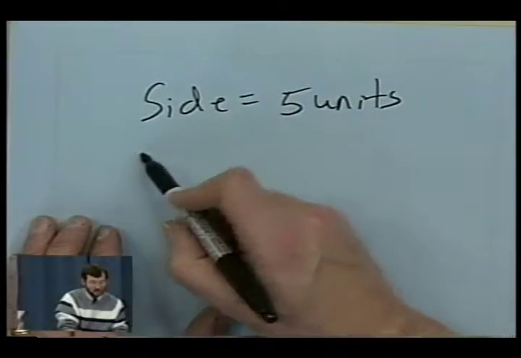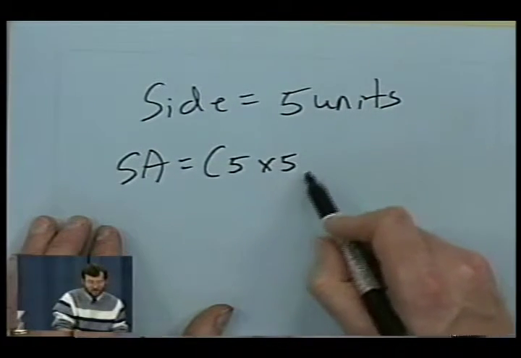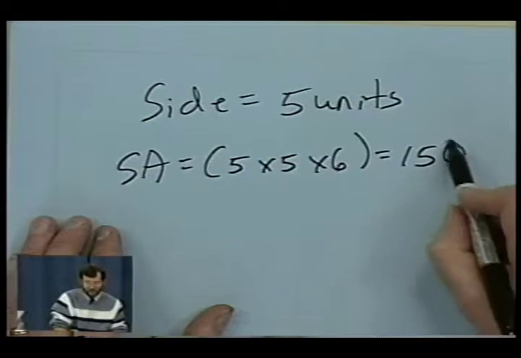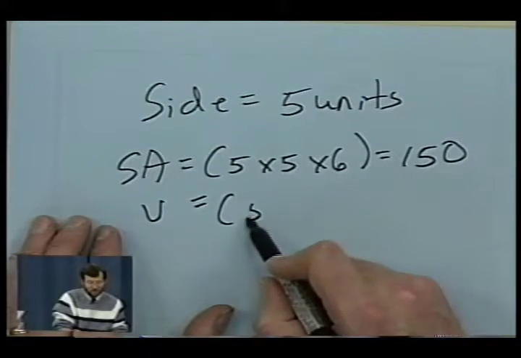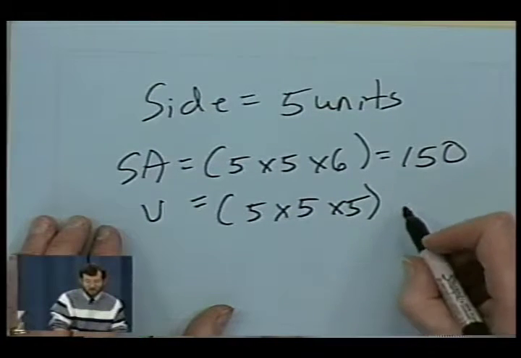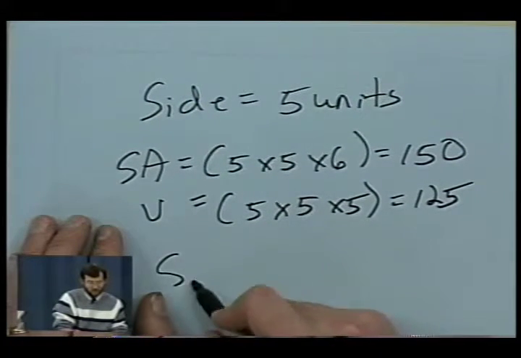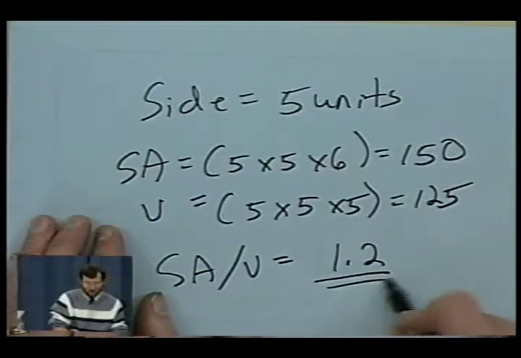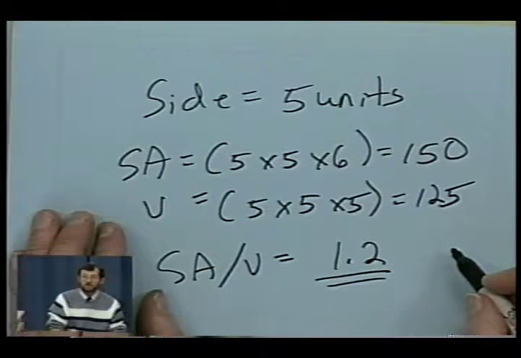When that's the case, surface area is going to be equal to 5 times 5, length times width, times the number of sides, which is 6. That's going to be 150 square units. Volume is going to be equal to 5 times 5 times 5, length times width times height, 125 cubic units. Surface area divided by volume now comes out to be 1.2. Our ratio is going down smaller and smaller and smaller.